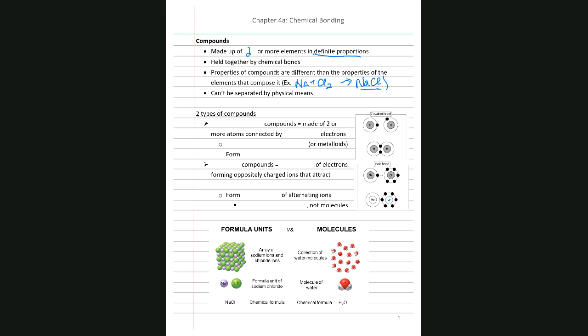So the other thing about compounds is they can't be separated by physical means. They can't be physically pulled apart in any way. They can be broken through chemical means, through chemical reactions though. So the 2 types of compounds, how do I move this? There we go. The two types of compounds are ionic and covalent. So the first one is covalent.